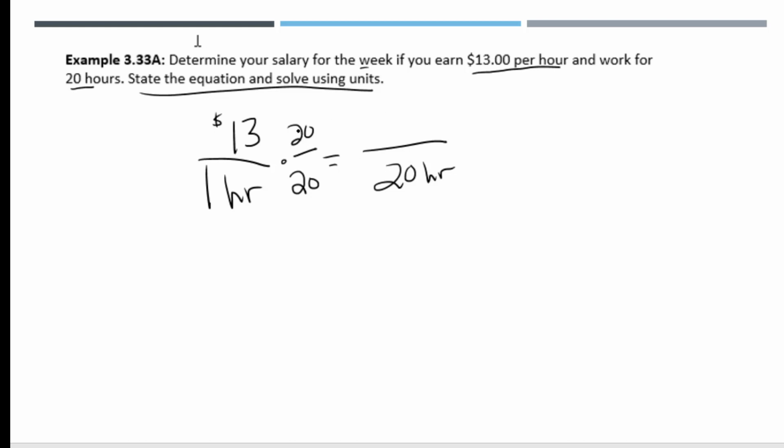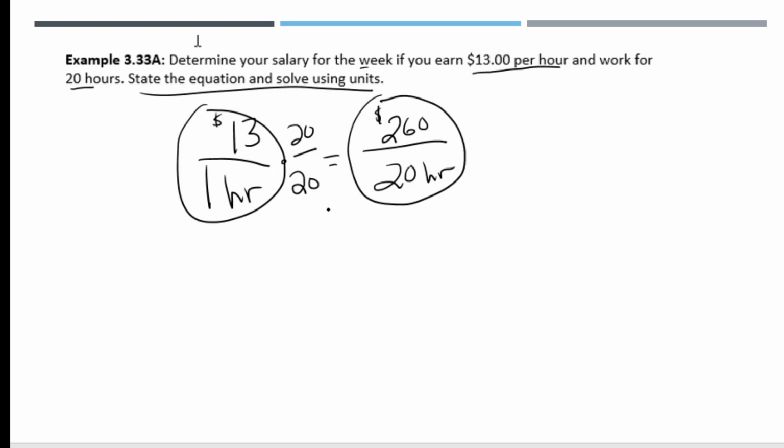And you would get 260. So there is the equivalent rate. $13 per hour is the same thing as $260 for 20 hours. Notice the similarity to fractions. Really, these are just equivalent fractions.